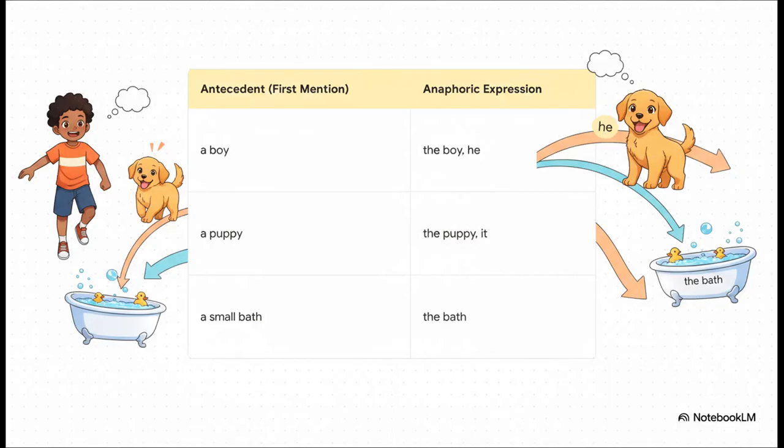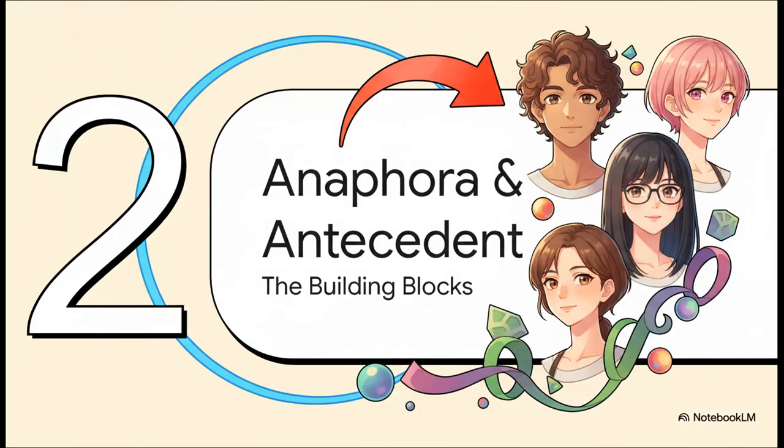And check this out. This breaks it down perfectly. The very first time something is mentioned, like a boy, we call that the antecedent. Think of it as the original. Then, every time we refer back to him with the boy or he, that's the anaphora. It's the same exact pattern for a puppy becoming the puppy and it. It's a really simple but super clever system. So there you have it, the basic building blocks. You've got the antecedent, the first mention, and the anaphora, the thing that refers back.